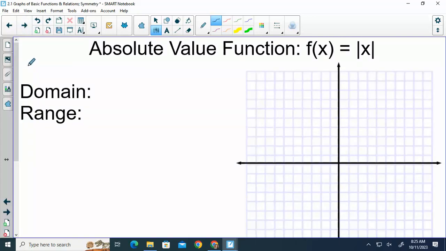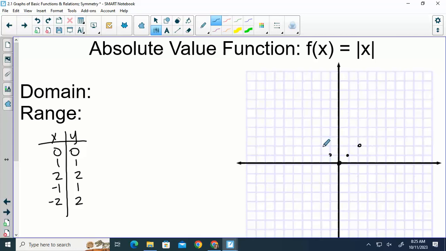Absolute value function. This is another one that you definitely did a lot with in Algebra 2. So if we plug in points, absolute value does what? Makes a V. Whatever you put in, it just gives you the positive of that number. So if you put in negatives, you get positives. If you put in positives, you get positives. So 0, 0, 1, 1, 2, 2, negative 1, 1, negative 2, 2.